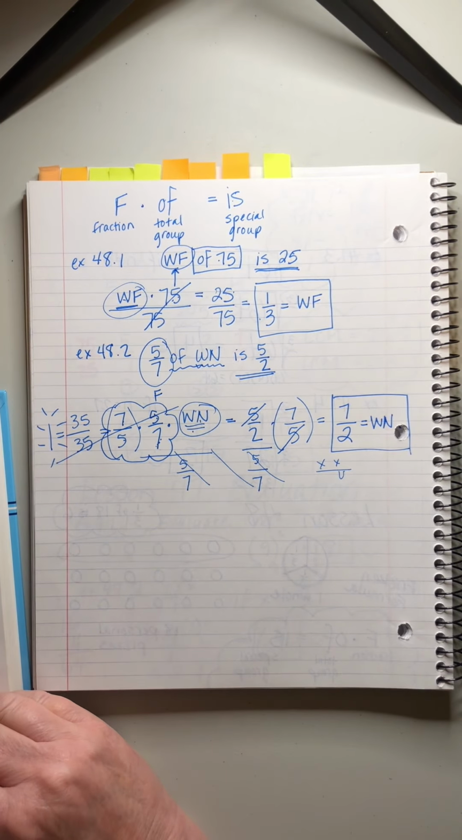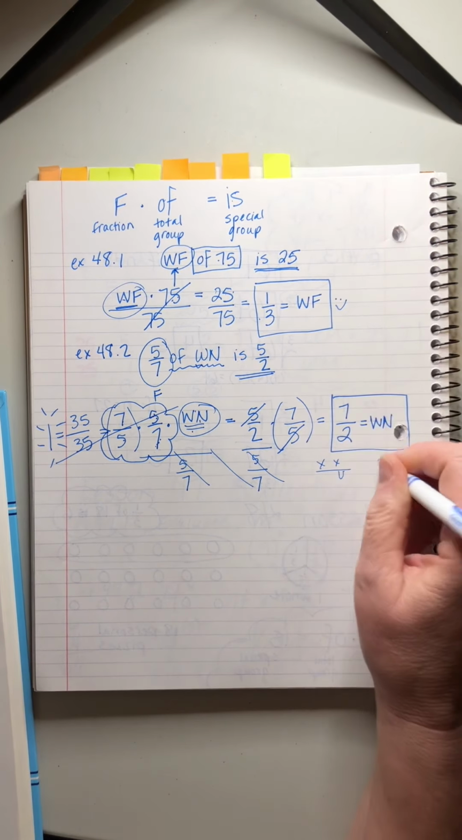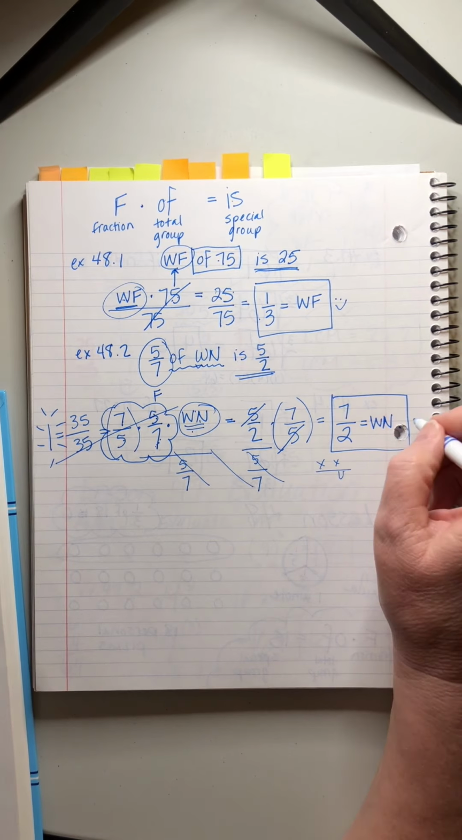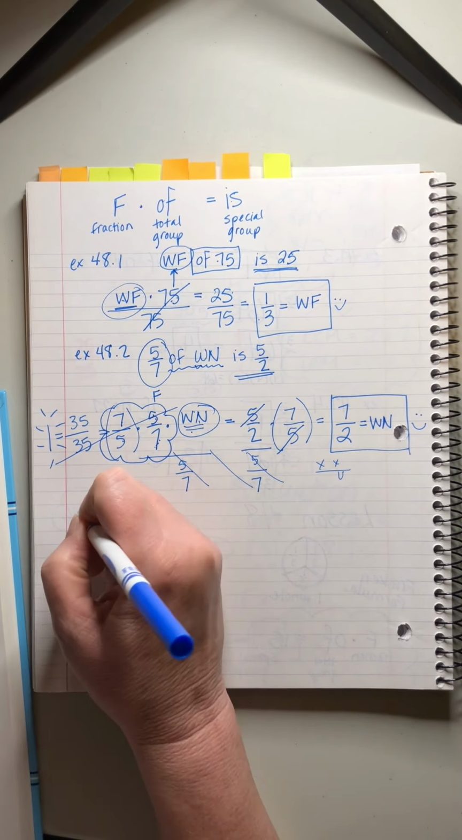I should be checking, shouldn't I? This was 1/3. And this is 7/2. Yay! Okay, let's try another one.